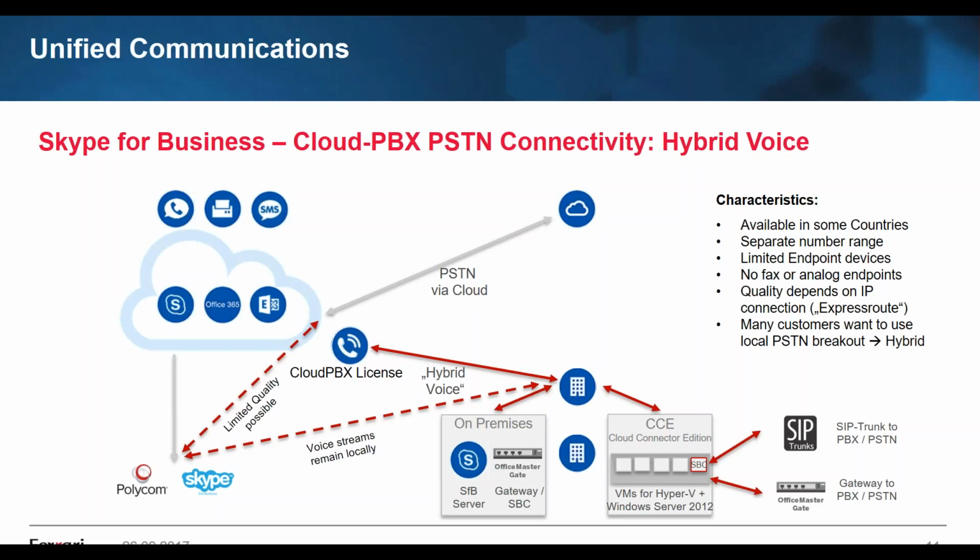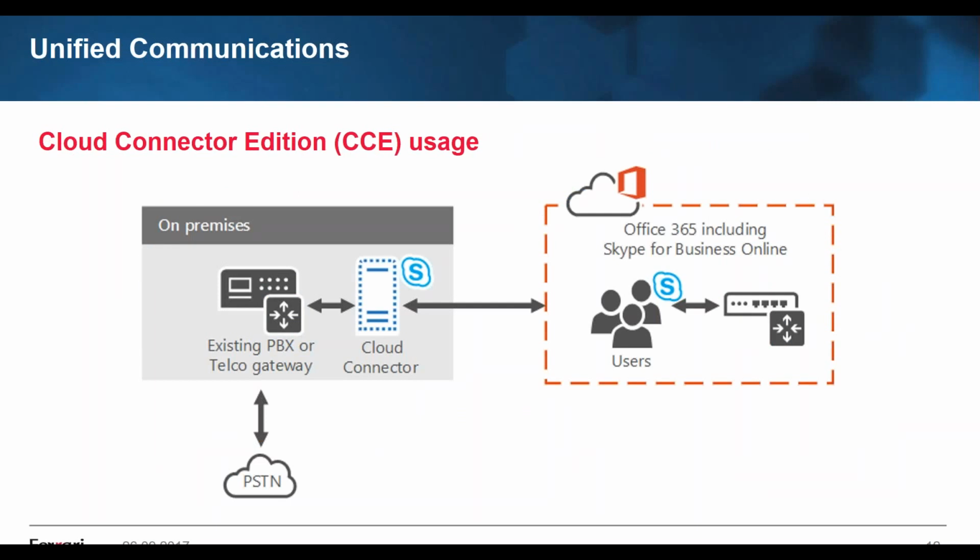Okay, next one, please. How is the typical deployment of this Cloud Connector Edition? On premises, you have either an existing PBX still there or direct connectivity to PSTN. So the Cloud Connector Edition is going through an SBC to the SIP trunk or to the SIP interface of the PBX, or through ISDN to the PSTN breakout. On the other side, everything is hosted in Office 365. Next slide, please.